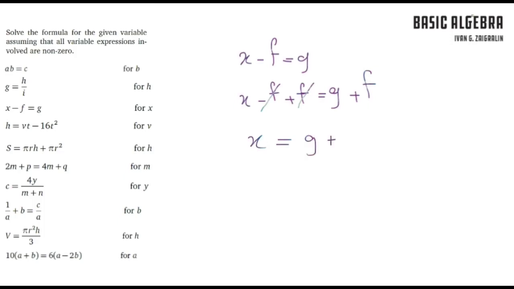The next equation is X minus F equals G, and we're gonna solve the formula for X. So we should add F to each side. X minus F plus F equals G plus F. So this F goes with this F, and finally X equals G plus F.